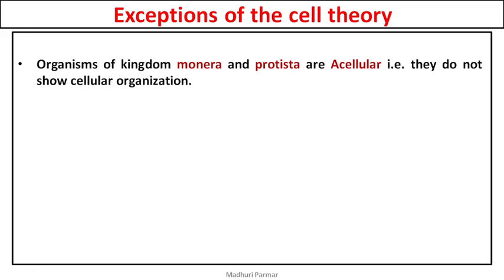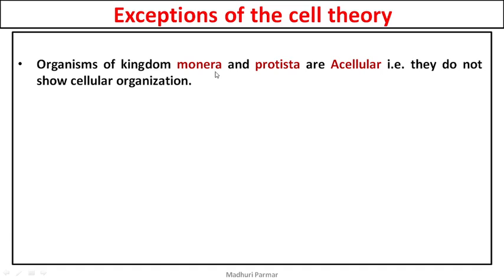However, these three statements of cell theory have some exceptions. What are these exceptions? The first one is organisms of kingdom Monera. Monera means bacteria. You must have studied the five kingdom classification. If you do not remember, do not worry. We will come across it sometime.